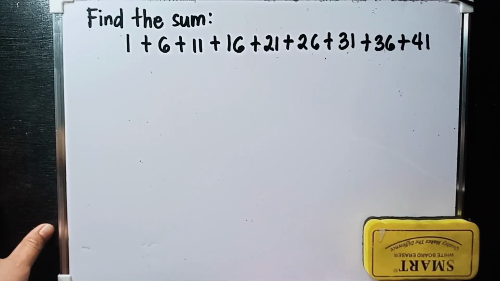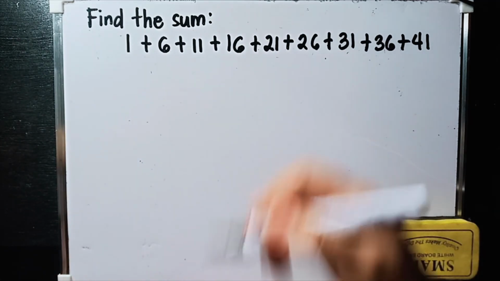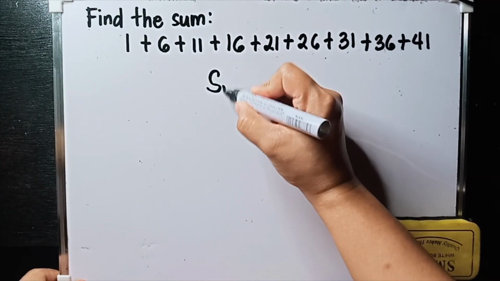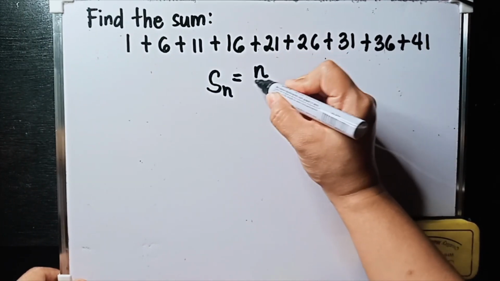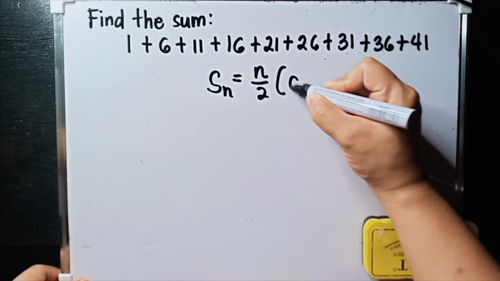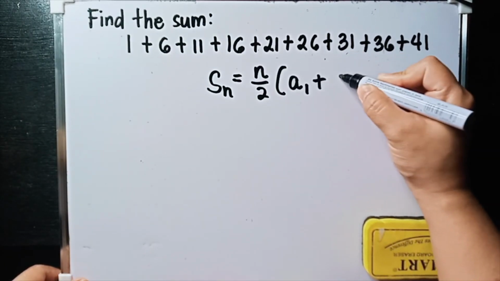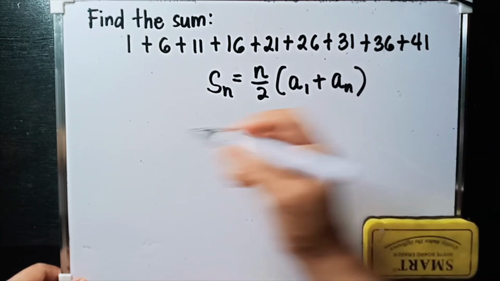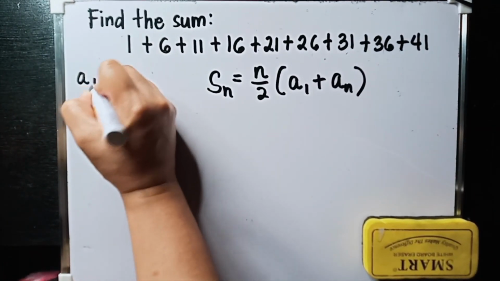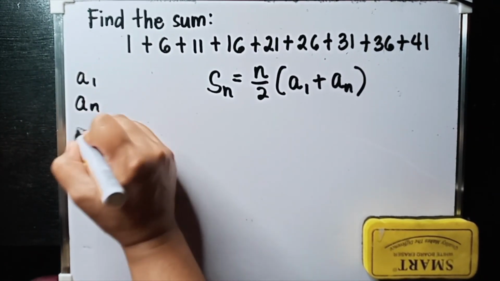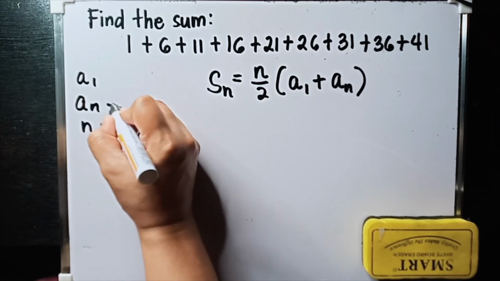Let us have the first example. Find the sum 1 plus 6 plus 11 plus 16 plus 21 plus 26 plus 31 plus 36 plus 41. So since this is a finite sequence, we will be using S sub n equals n over 2 times the quantity a sub 1 plus a sub n. So let us identify first what is a sub 1, a sub n, and n, of course.